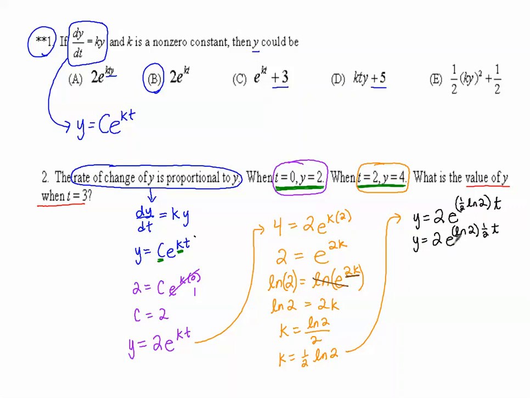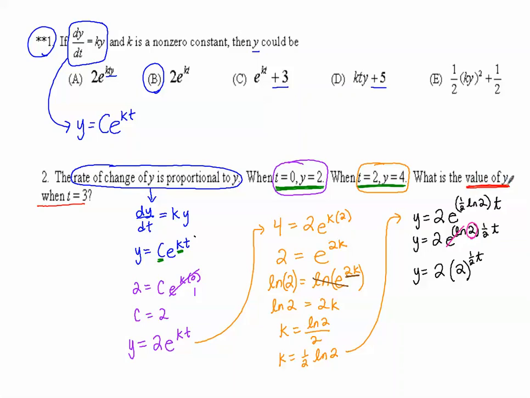Then, because the e and the natural log are inverses of each other, I can just bring that 2 down as the new base. So what does that look like? Y equals 2 times 2, this base right here, to the 1/2 t. And that's much simpler. Now I'm going to go to the final question.